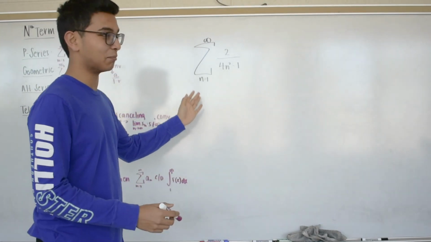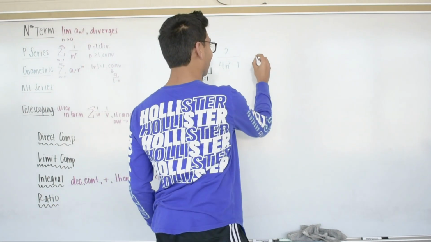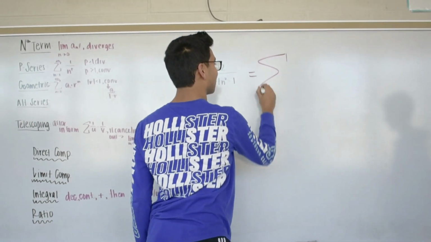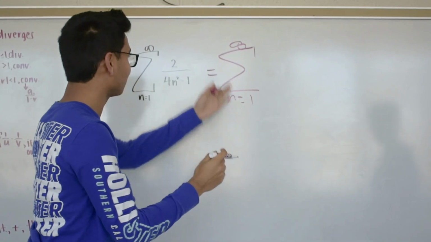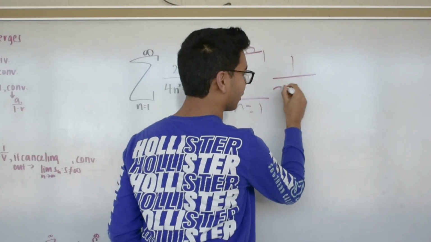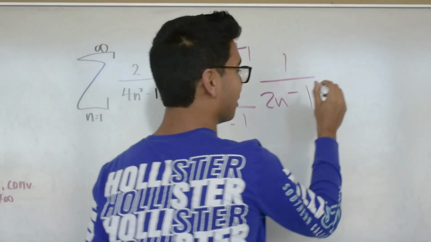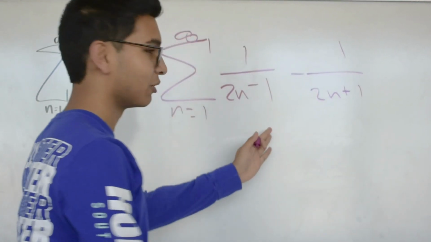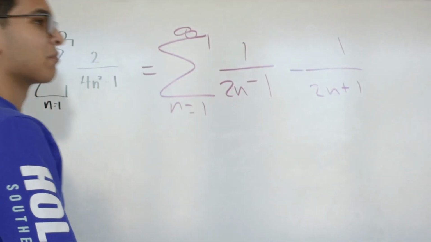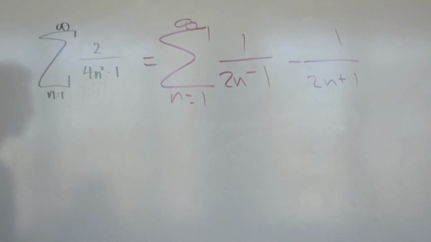This is obviously a partial fraction, okay? What you gotta do is decompose the fraction. So you get the summation of n equals 1 to infinity of 1 over 2n minus 1 minus 1 over 2n plus 1. You think you can get it from here, Harley? I think you should just take the regs.